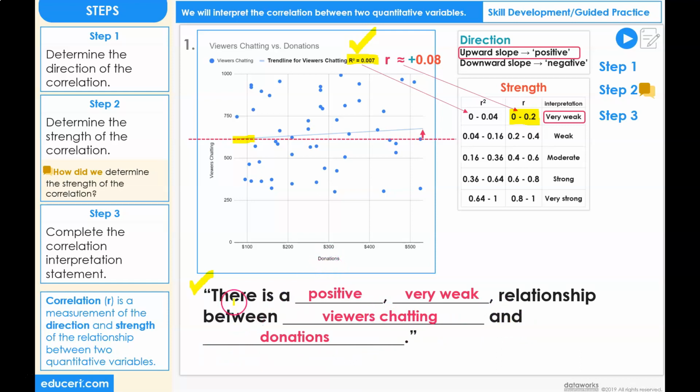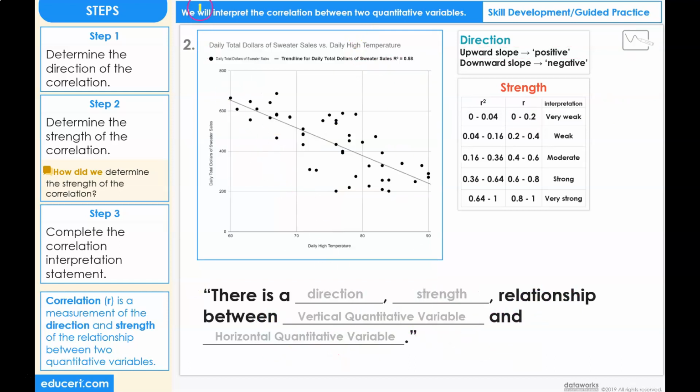Let's read this from the very beginning. There is a positive, very weak relationship between viewers chatting and donations. You are now ready to interpret the correlation between two quantitative variables in problem number 2.